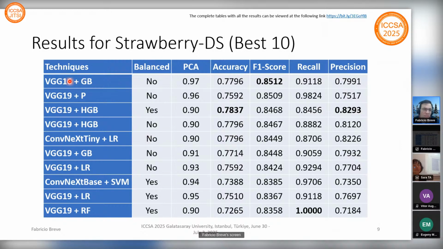Also, it's interesting that the VGG family, among all the networks tested, is the earliest one. So it is interesting that they got some of the best results here, together with ConvNext, which is the newest one. And also interesting is that some of the best results do not include any compensation for class imbalance.